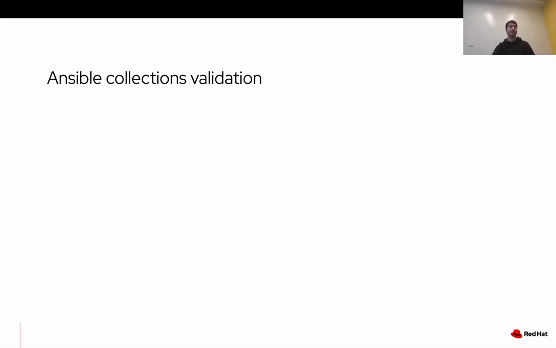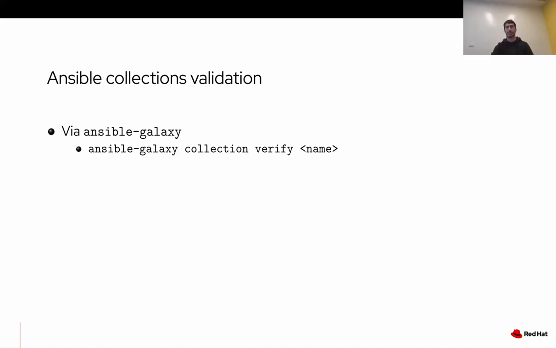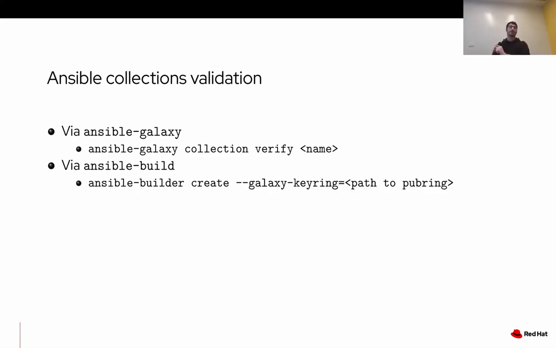We can then also validate collections, and collections can be validated, let's say manually via Ansible Galaxy with the command line tool. But it can also be done in Ansible Builder, which is the tool to create execution environments, because as we mentioned, execution environments can contain collections, and it's very important that while we are putting collections into execution environments and baking them in, we are also checking that the source is correct and we have imported exactly what we were looking to import.